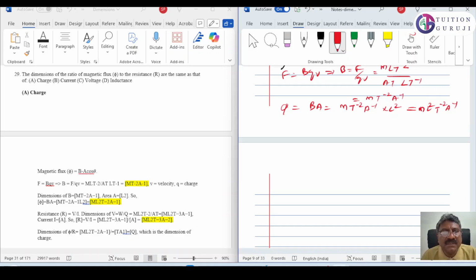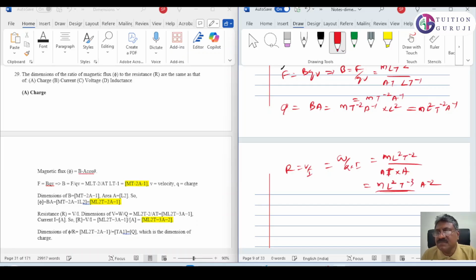So the ratio of magnetic flux to resistance is the same. Resistance we know is V by I. V is equal to W by Q, so into I, that means QI. W means ML² T⁻² by Q is AT, into A. So what we will get? M L² T⁻³ A⁻². This is resistance.